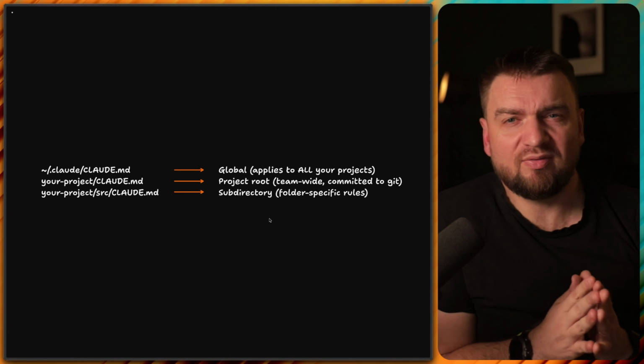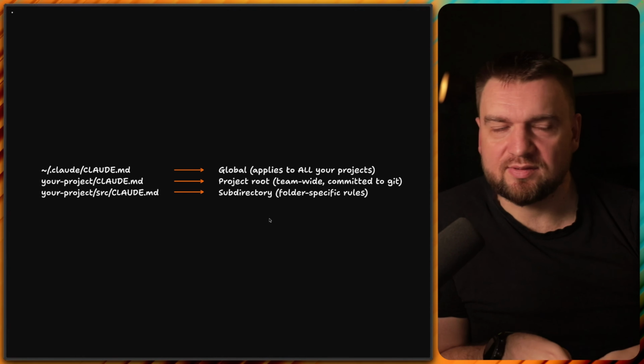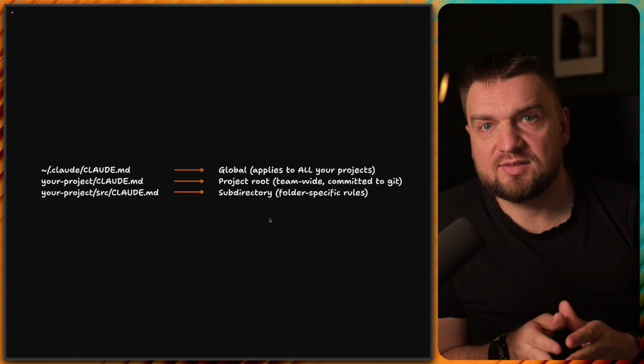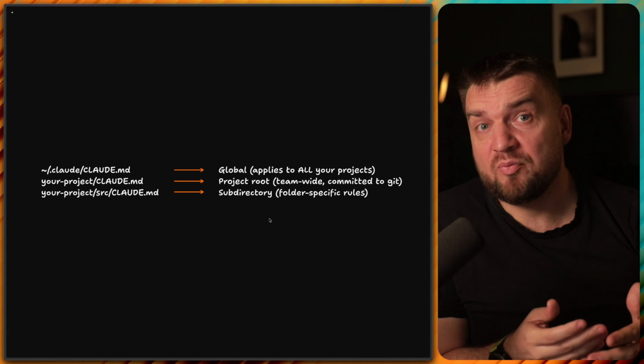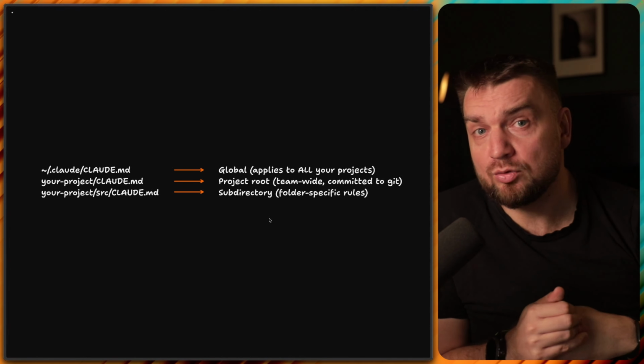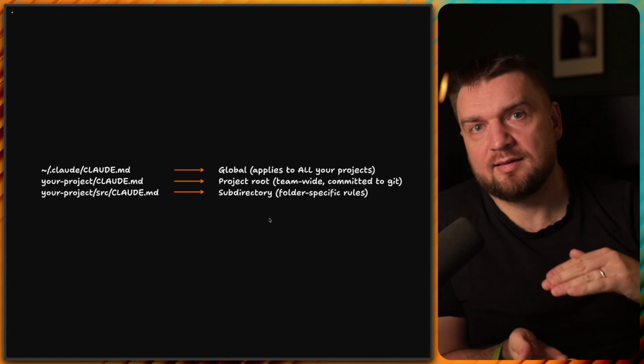So your global file might say, I prefer functional patterns over classes, let's say. Your project file says, we use Express with Prisma. And your subdirectory file adds specific rules for that part of the code base. And they all stack on top of each other.